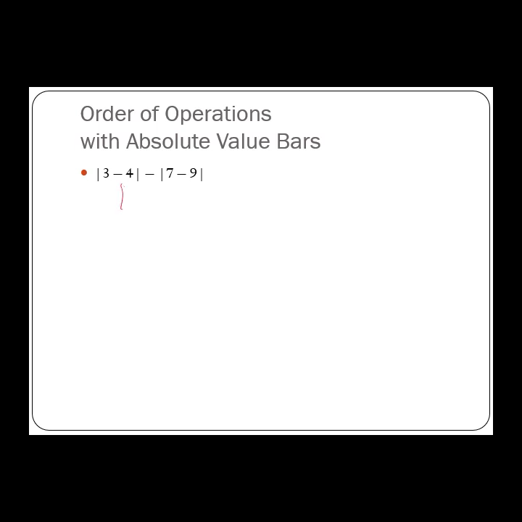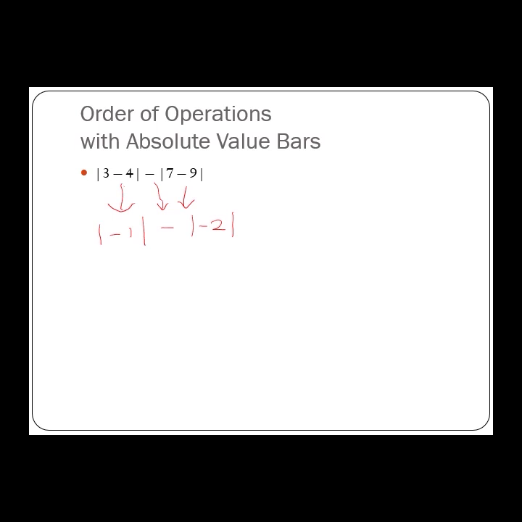So first, we're going to do this math here. 3 minus 4 is negative 1. And then we'll do this here. 7 minus 9 is negative 2. And there was a negative sign before, so there's still a negative sign now. So that's the first step, working on the inside first.